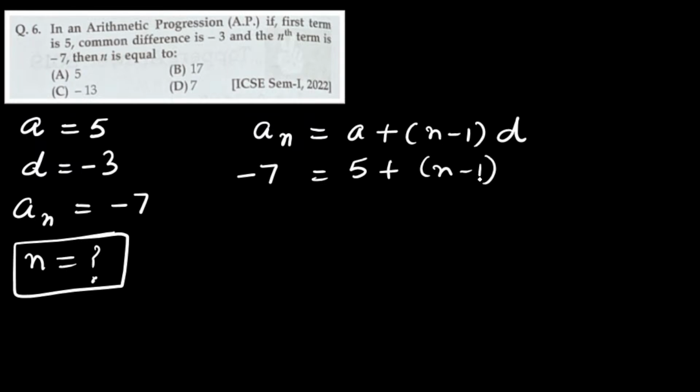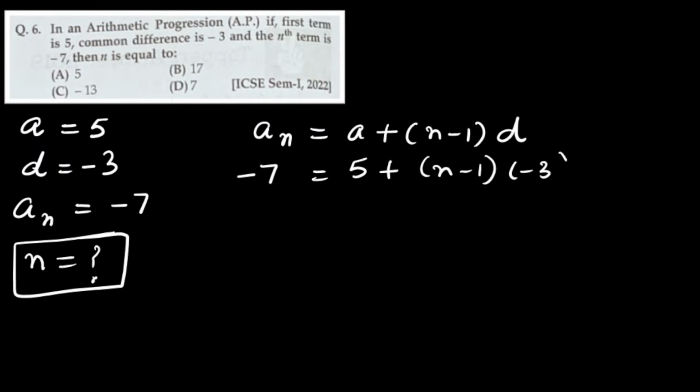What's the formula of an? An is equal to a plus n minus 1 into d. Okay, so Nikita has given the answer. So I am just going to substitute now. This formula we have to use. An is given to us as minus 7. A's value is 5, plus n minus 1 into d.